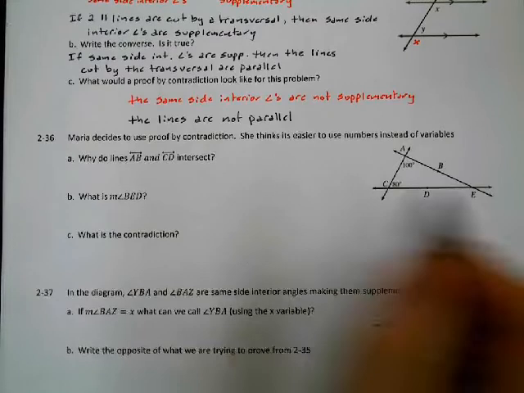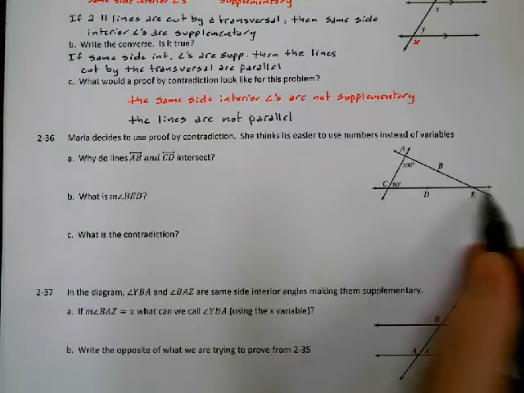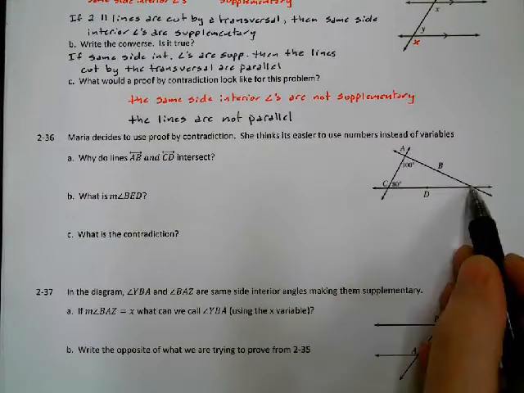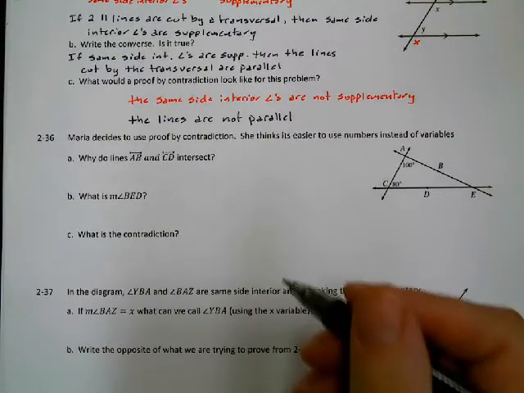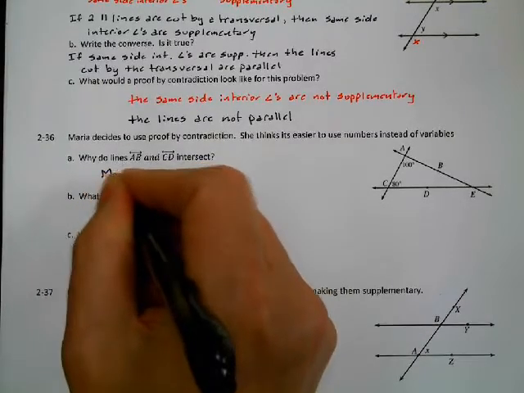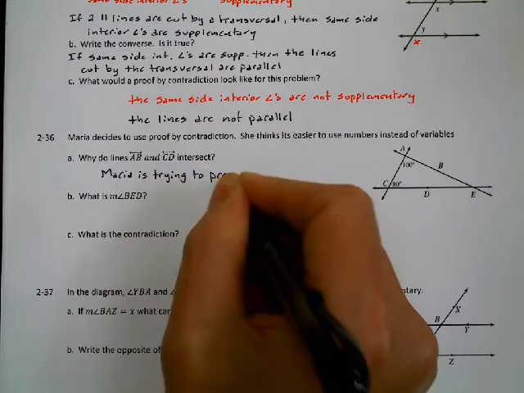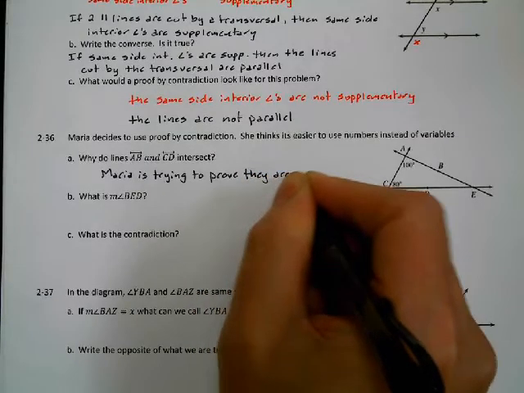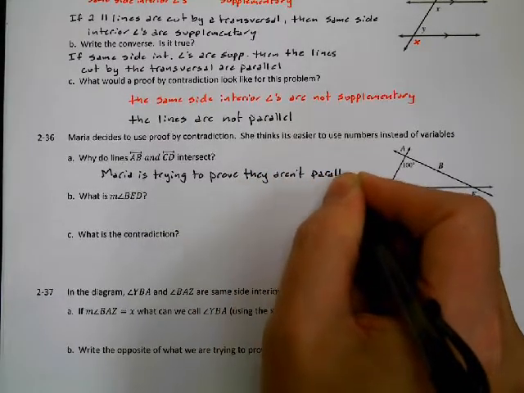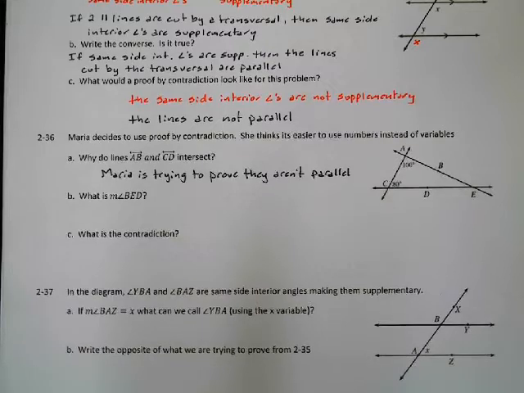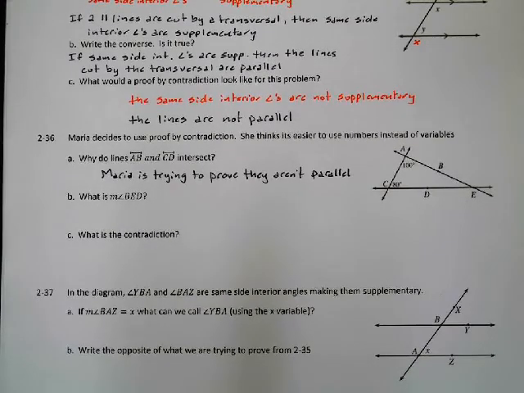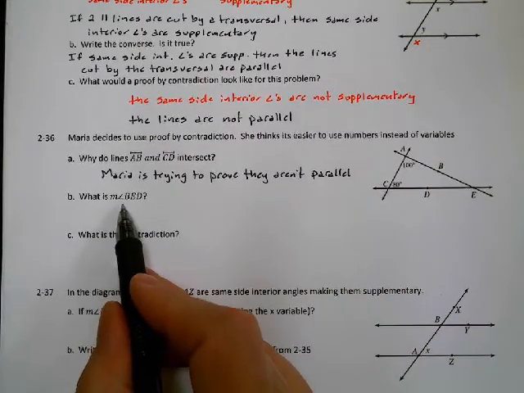Okay, so why are AB and CD intersecting? Why are those two lines intersecting right now? Because Maria's trying to prove they're not parallel. Which is kind of crazy because she knows they are parallel, but she's trying to prove they're not. Okay? So now we have this assumption. What if they're not parallel? And now we're going to follow through that assumption until we get to the point where we're like, wait a second, this doesn't work. So her next step is to find out what the measurement of angle BED is.